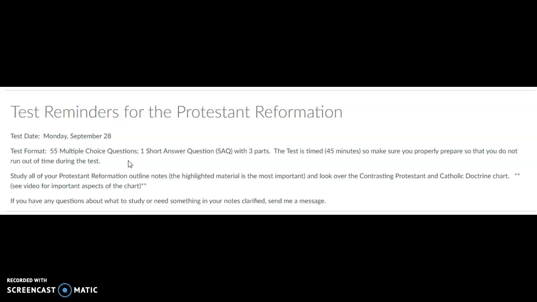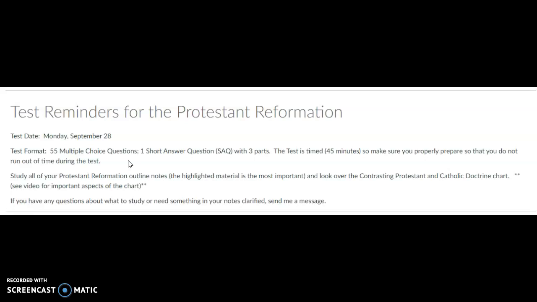Now, a couple things that you can do to prepare. Look over your highlighted material in your Protestant Reformation outline notes. That is the material that is considered the most important. So you'll definitely want to go back and look over a lot of the key people that we've gone over in this chapter, some of the events.